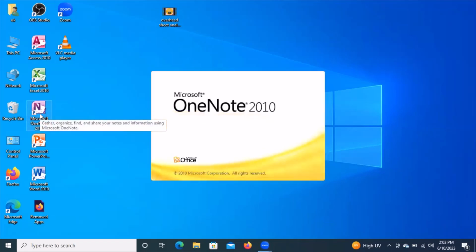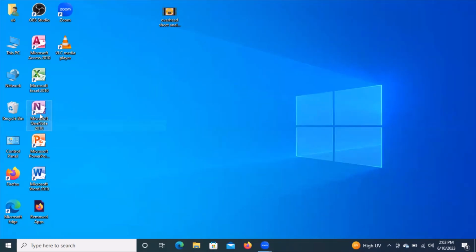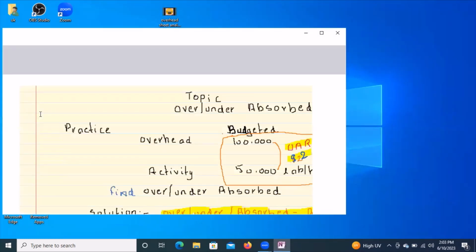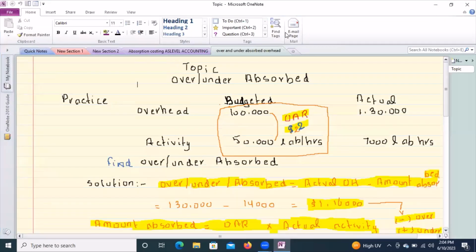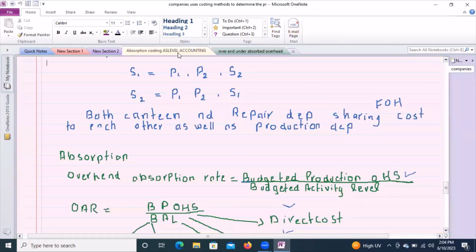Okay, so students, we do have a topic for today, and the topic is basically over and under absorbed overheads. So basically, this topic is linked with our previous topic. So maybe you remember our previous class, which was about absorption costing.